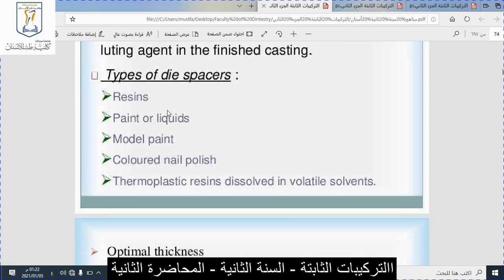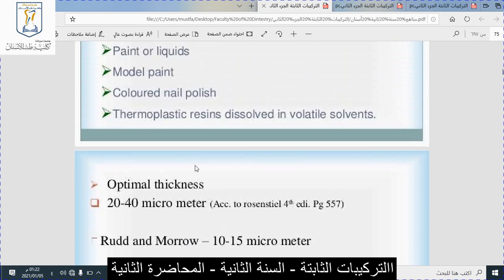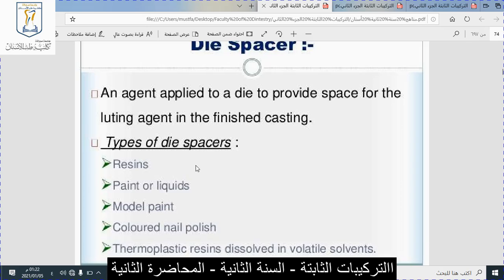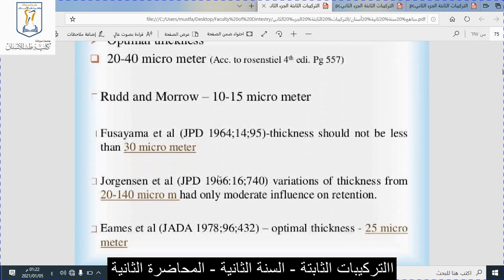Types of die spacer: resin paint or liquid, model paint, colored nail polish. Nail polish can be used as a spacer. Thermoplastic resin dissolved in volatile solvent. Optimal thickness is 20 to 40 microns, depending on the cement I told you about. Rod and mortar, 10 to 15 micrometers. For every die spacer, as the leaflet tells you, one application gives about 10 microns. If we need 20 microns, you have to do 2 applications.